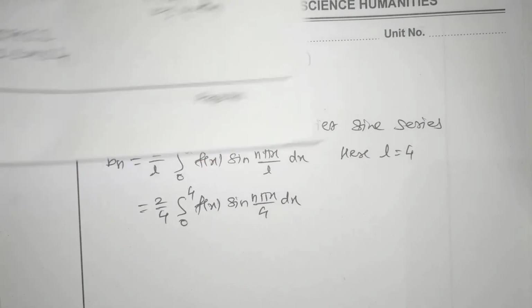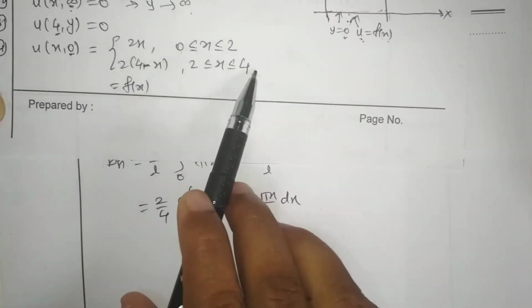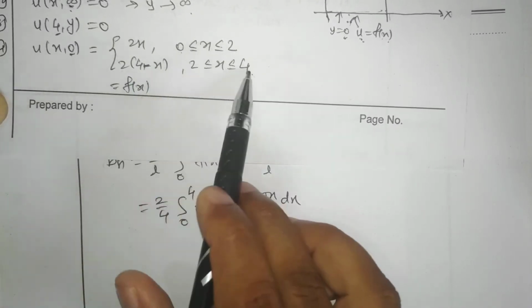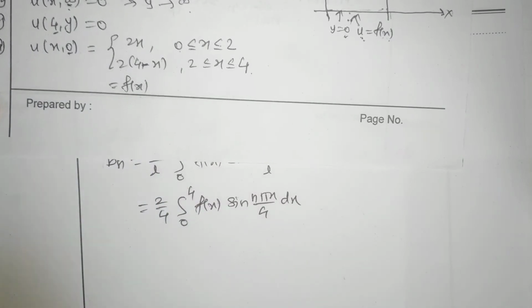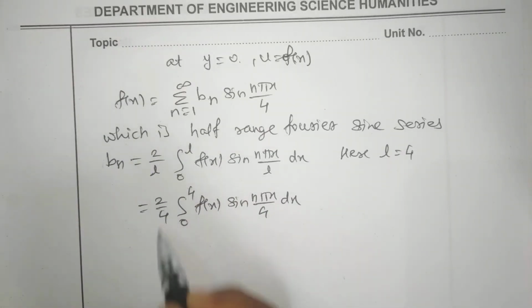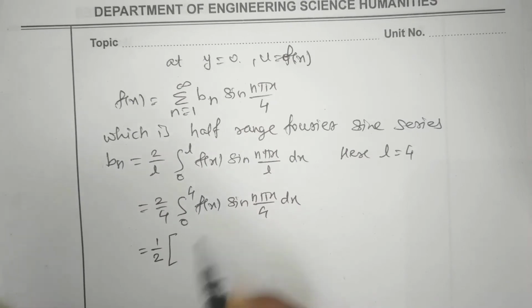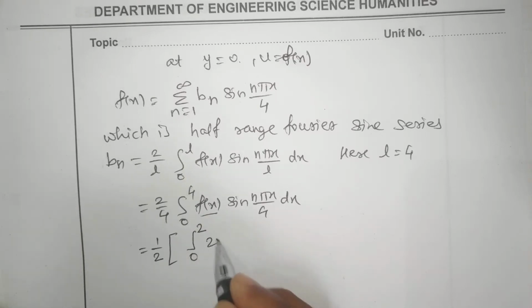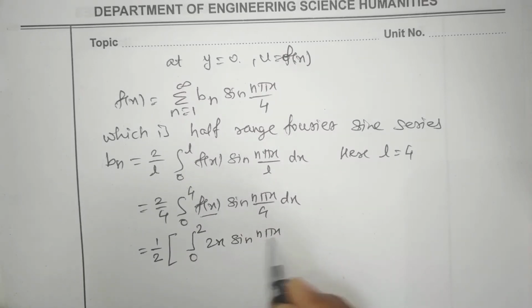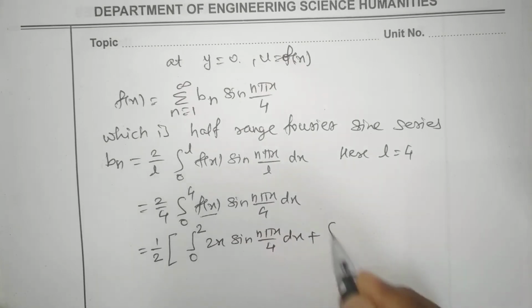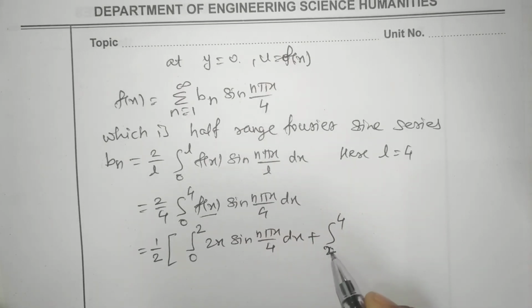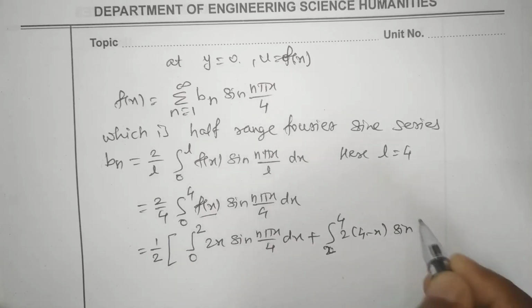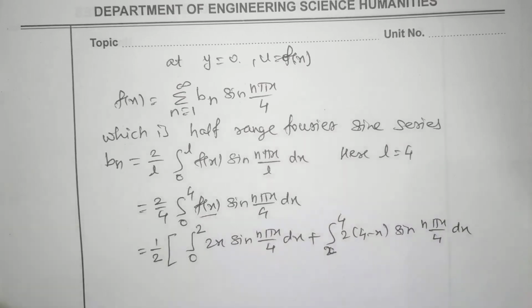Now put the value of f of x for 0 to 4. There are two values of f of x. For 0 to 2, the value of f of x is 2x, and for 2 to 4, the value of f of x is 2 into (4 minus x). So we just split this integration. 2 upon 4 is 1 by 2 outside, and we split the integration as 0 to 2, where f of x is 2x into sin(n pi x by 4) dx, plus 2 to 4, where f of x is 2 into (4 minus x) into sin(n pi x by 4) dx.